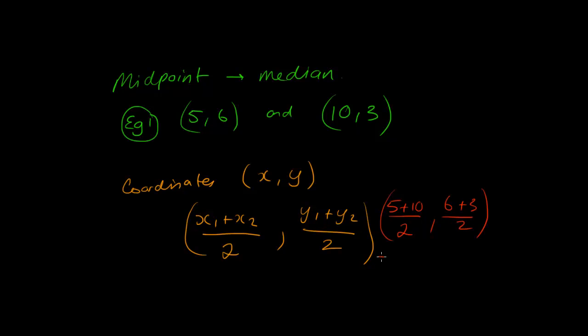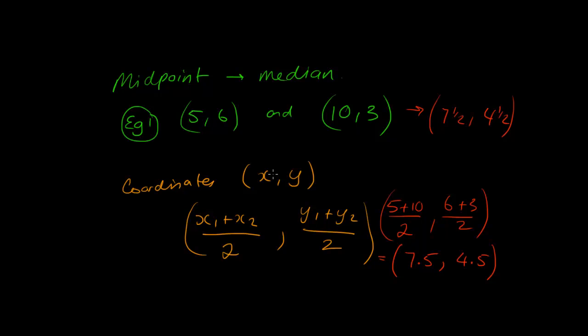So then all we need to do is just to simplify. Well, 5 plus 10 is 15. 15 divided by 2 is 7.5. 6 plus 3 is 9. 9 divided by 2 is 4.5. So without drawing an actual graph, we've actually worked out the midpoint of 5, 6 and 10, 3 is 7.5, 4.5.